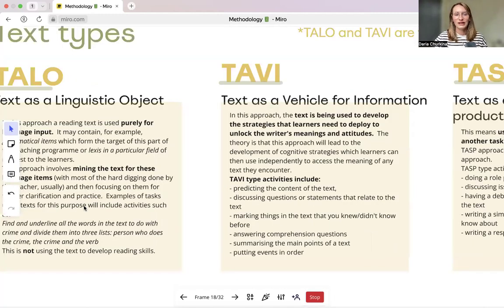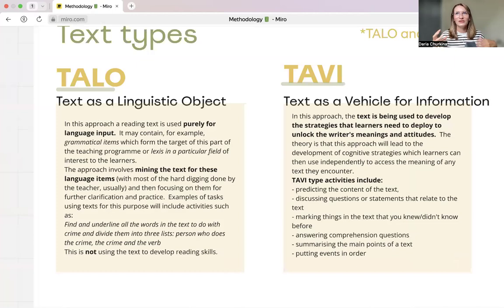So we can consider texts when we are talking about the purpose. Why do we use a particular text? Some texts can be used as a linguistic object, and this is going to be Taylor, right? So in this approach, reading text is used purely for language points. So we are fishing out the grammatical items, the vocabulary items, right? So this is like mining the text for things that we would like to teach. And we do not care about the context a lot here. What we need is language in this particular text.